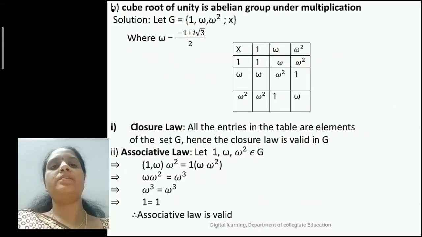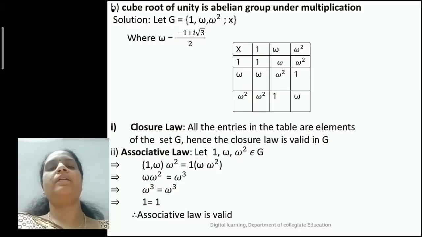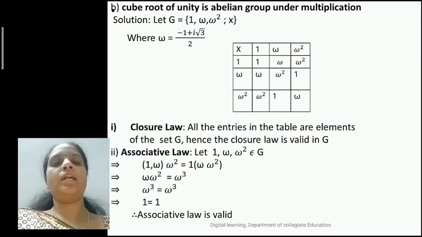The next problem is: the cube roots of unity form an abelian group under multiplication. To prove it, let us take the elements 1, omega, omega square under the operation multiplication. As we have done in the first problem, we have to frame the table here. 1, omega, omega square in the row, and 1, omega, omega square again in the column. So 1 into 1 is 1. 1 into omega is omega. 1 into omega square is again omega square.